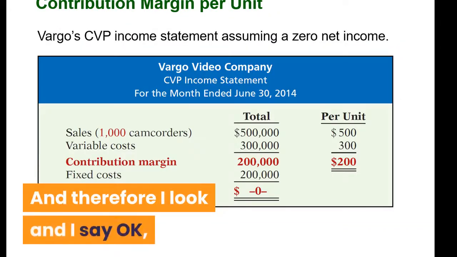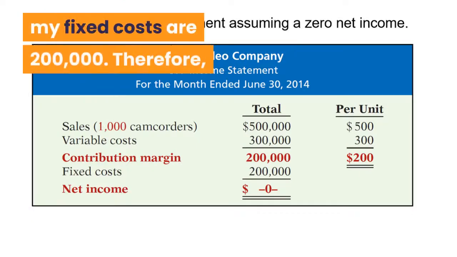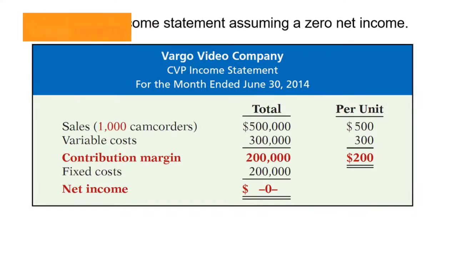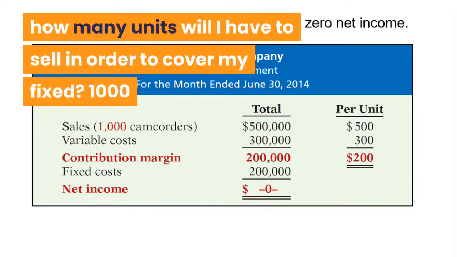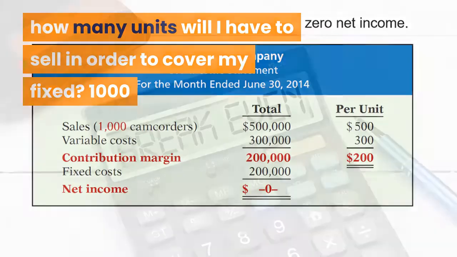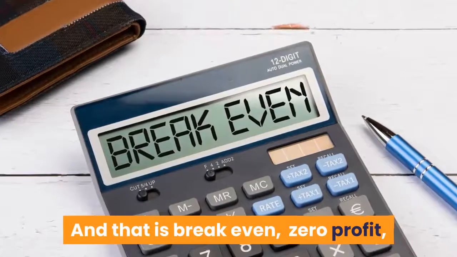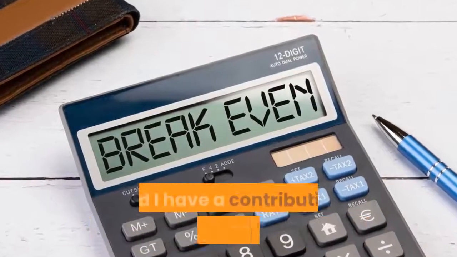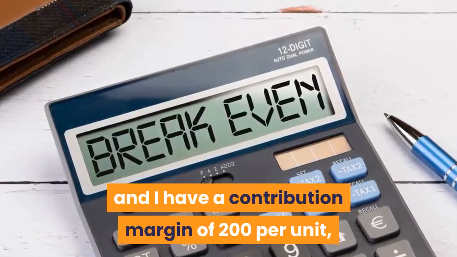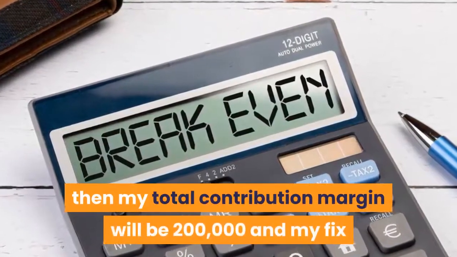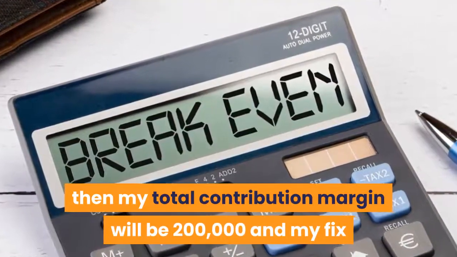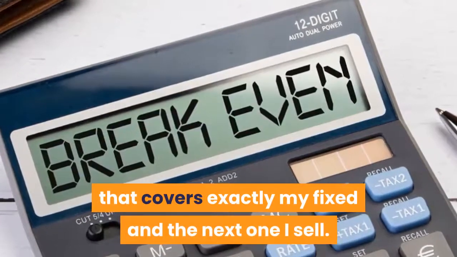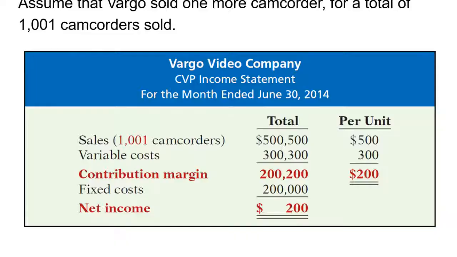And therefore I look and I say, okay, my fixed costs are 200,000. Therefore, how many units will I have to sell in order to cover my fixed? 1,000, and that is break even, 0 profit. And if I sell 1,000 camcorders and I have a contribution margin of 200 per unit, then my total contribution margin will be 200,000, which covers exactly my fixed costs. On the next one I sell, I have more contribution margin than I need to cover my fixed. So what is left after I cover my fixed is net income.